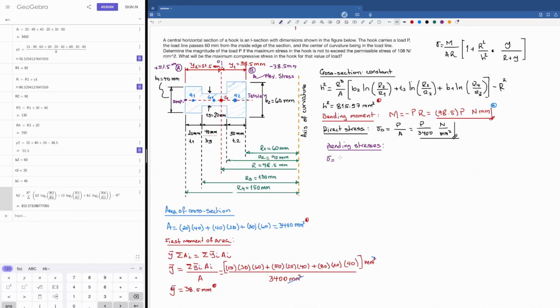My general formula is going to be M, and we said that M was 98.5 P, divided by the area. The area was 3,400 square millimeters, times R, and R is 98.5 millimeters. Perfect. Then this is going to multiply, this much is 1 plus R squared, 98.5 millimeters squared, divided by H, the cross-section constant, and that cross-section constant was 815.57. Then this is going to multiply AY, that I'm just going to carry there, and then I'm going to have 98.5 plus Y. So this is the formula we need to use. And the reason I did it like this is because I would like to group all these values, because I have an unknown here.